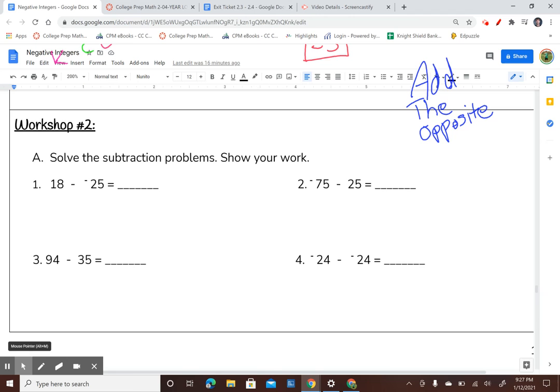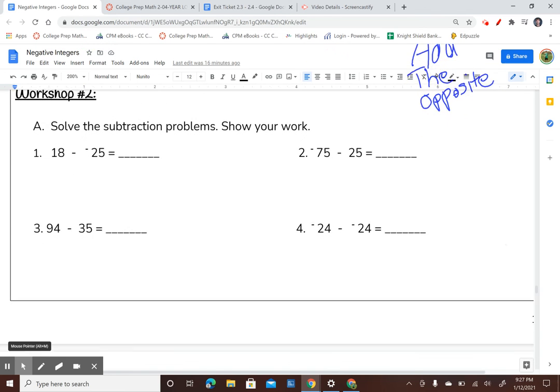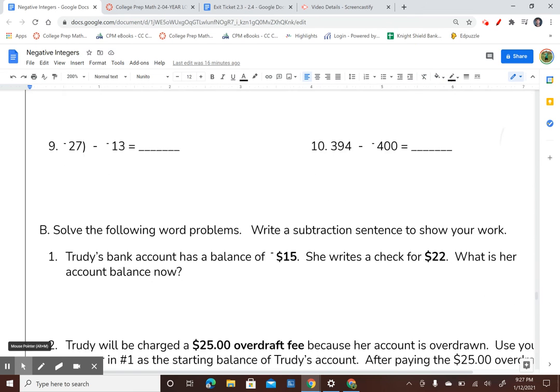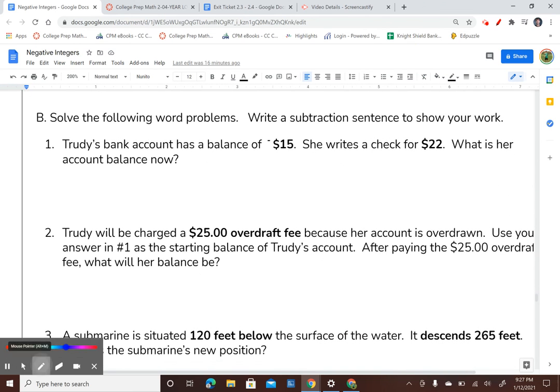All right, so go ahead and try out the workshop problems by yourself. Here we have part A, just like the examples that I was doing before. And then we have part B, which is where the real world problems come into play. I love these problems so much because these are actual situations that you will run into in your lifetime.